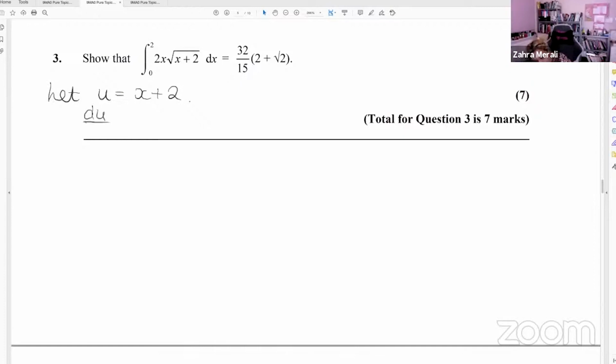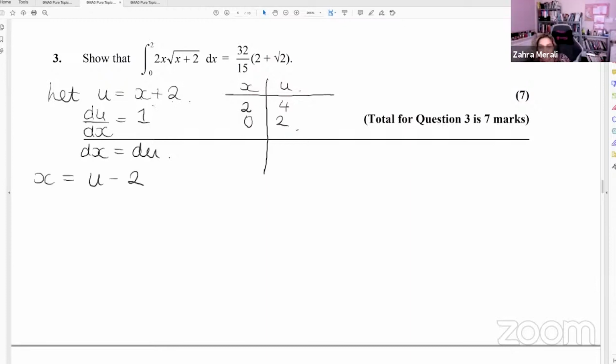So I'm going to differentiate it. du/dx equals 1. So therefore dx is going to be the same as du in this case. I'm going to do my limits. So I'm going to say x and u. So the limit 2, if I put 2 in, 2 plus 2 is obviously 4. And if I put 0 in, I get 2. And I'm going to say, okay, so I can substitute for that. I'm going to rearrange this for x is u minus 2, and that's everything I need.